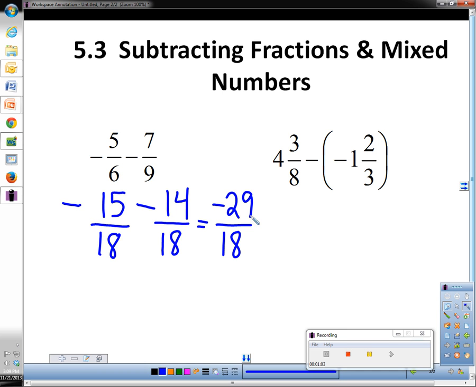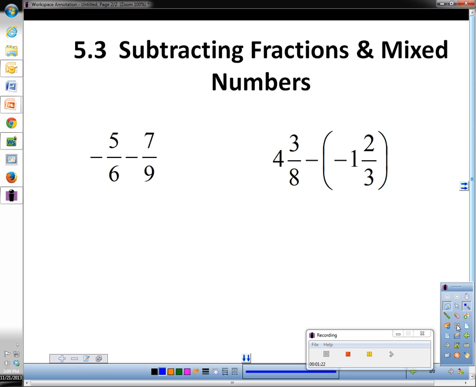However, we're going to write it as a mixed number. 18 goes into 29 one time. There would be 11 left over out of 18. And then I can't forget to make my answer negative. Negative 1 and 11/18.